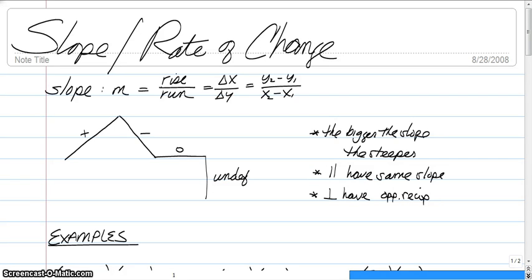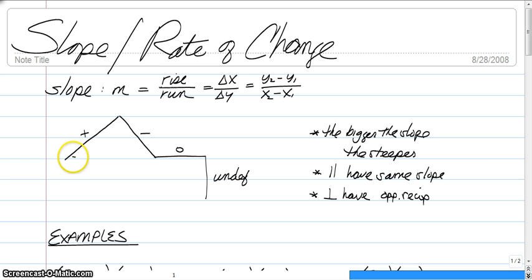Alrighty, here we go. This is a lesson about slope and rate of change. Now, slope you probably remember from Algebra 1 as rise over run, the change in y over the change in x. The formula you remember is y2 minus y1 over x2 minus x1, which is all still good. So remember, a couple things.